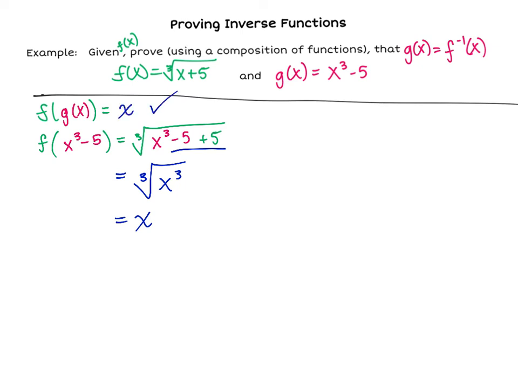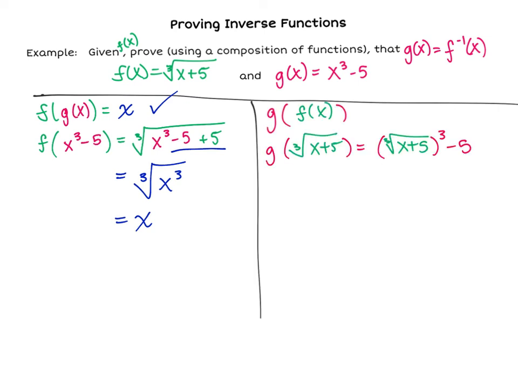And now I have to do the same thing for g of f of x. So as you see, I wrote g of f of x, and I replaced f of x with cube root of x plus 5. And then I used that to replace the x cubed in g of x. And now I need to just simplify as we did before. Cube root and cube cancel out, so I'm left with x plus 5 minus 5. 5 plus 5 is 0, so I'm just left with x. So g of f of x is also equal to x, so we can say these two are inverses. So we can say g of x is equal to f negative 1 of x.